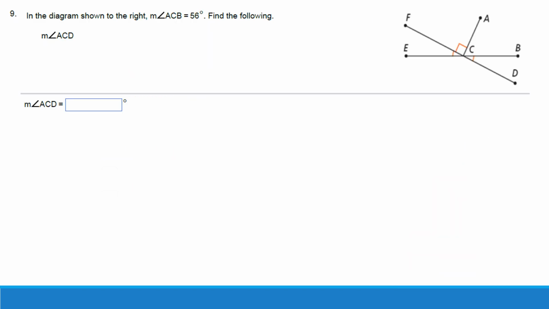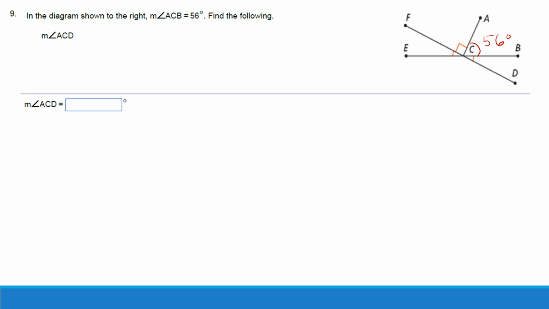In the diagram shown to the right, the measure of angle ACB is 56 degrees. So that's this angle here, that's 56 degrees. And they're asking us to find the measure of angle ACD. Just going to erase that. We know that this angle here is 56 degrees.